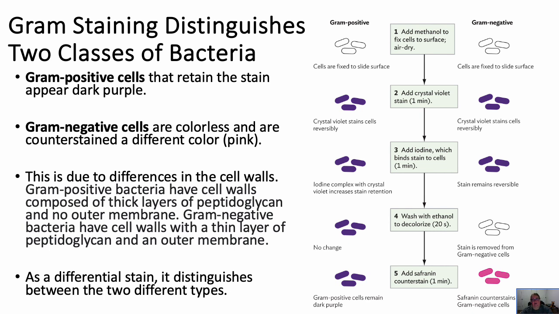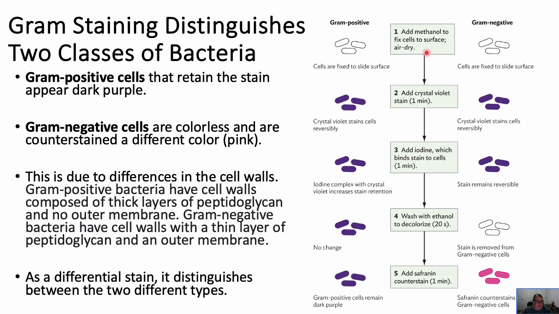Now, let's talk about the Gram stain. So we have 5 steps in the Gram stain. It's actually more like 9, or 8, but we'll talk about that here in a second. Okay, so the first step, once we have the sample on the slide and air dried, we're going to do our fixation step. We're going to heat fix it. We're going to use methanol. We're going to let it air dry.